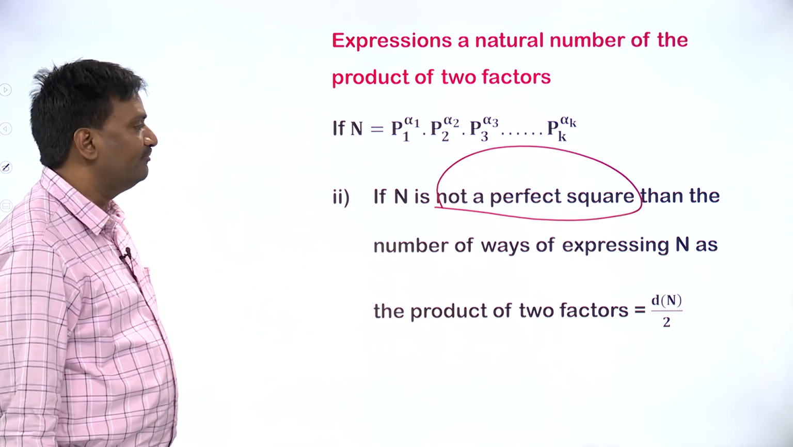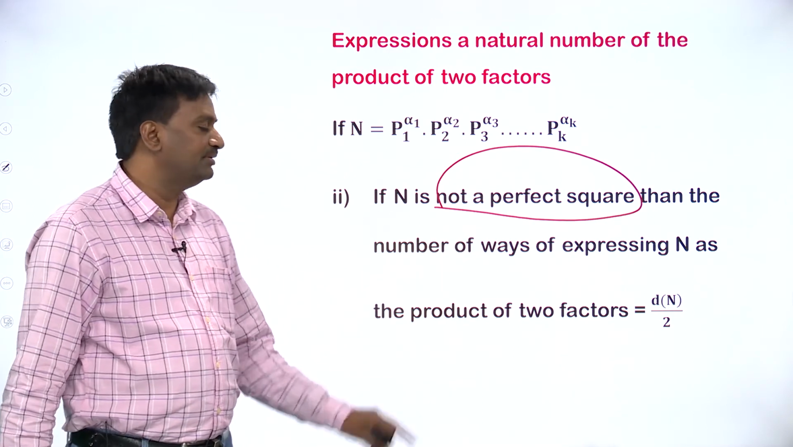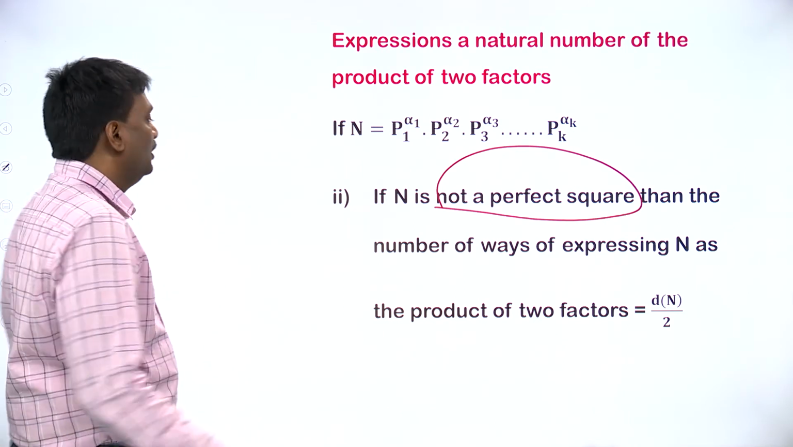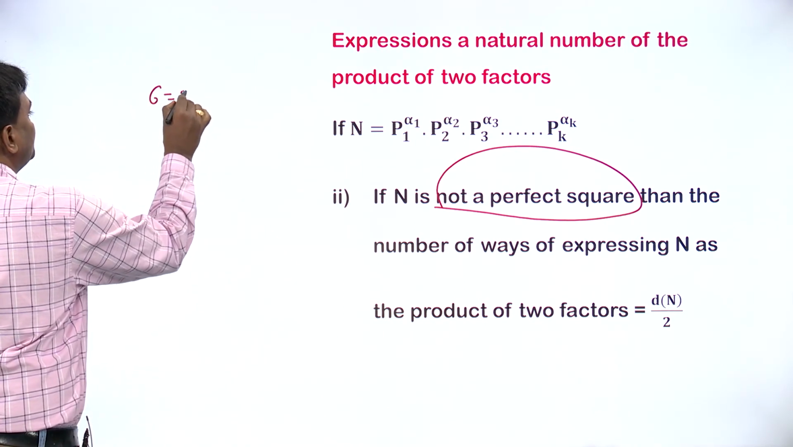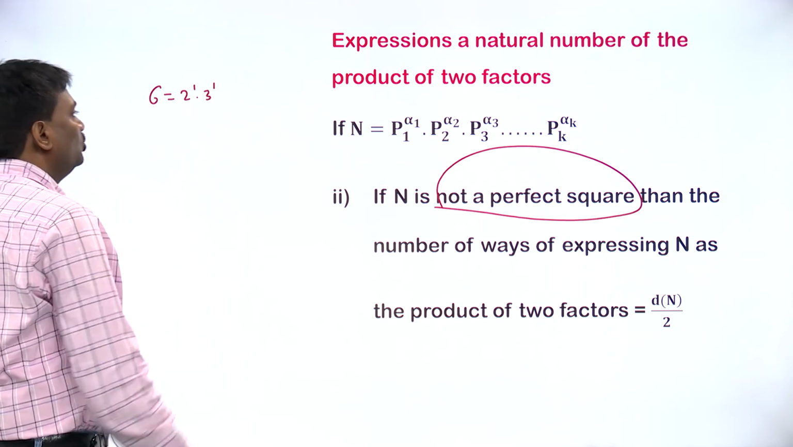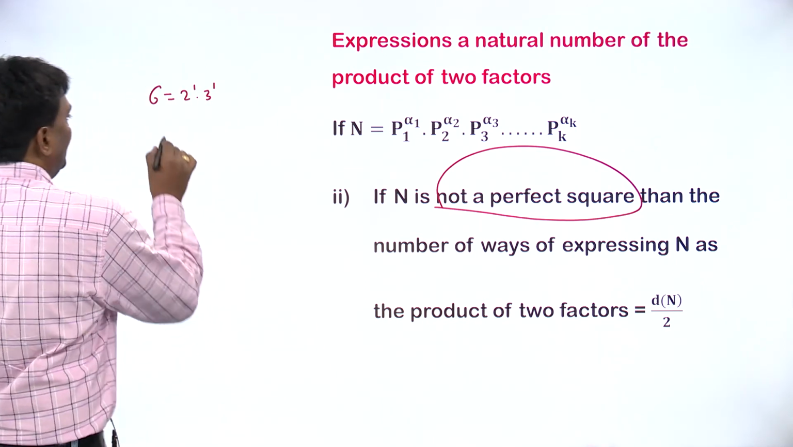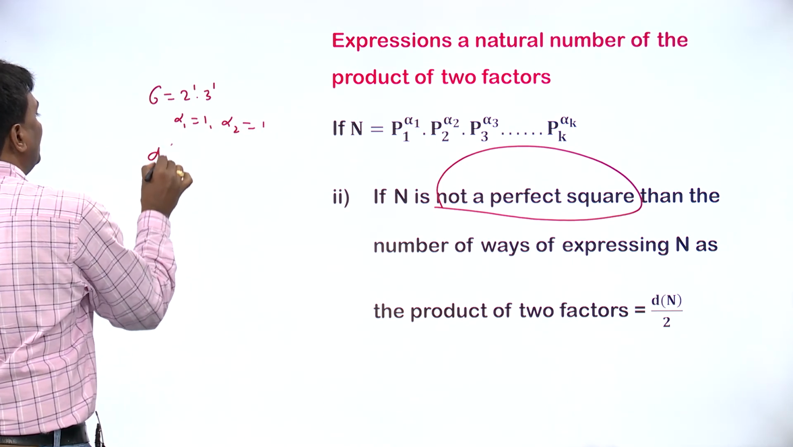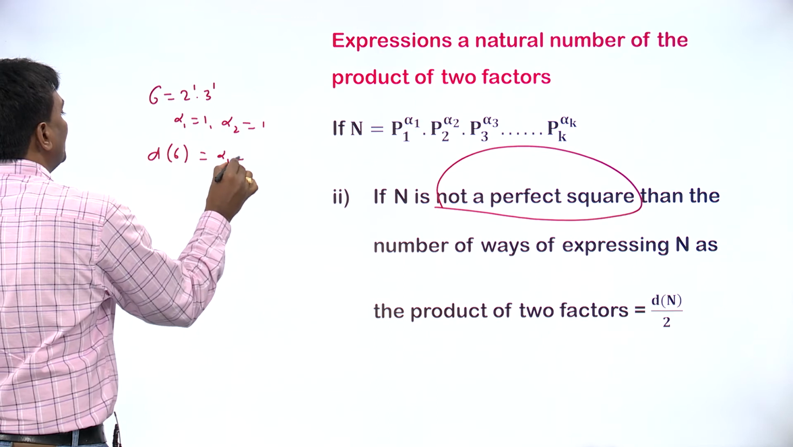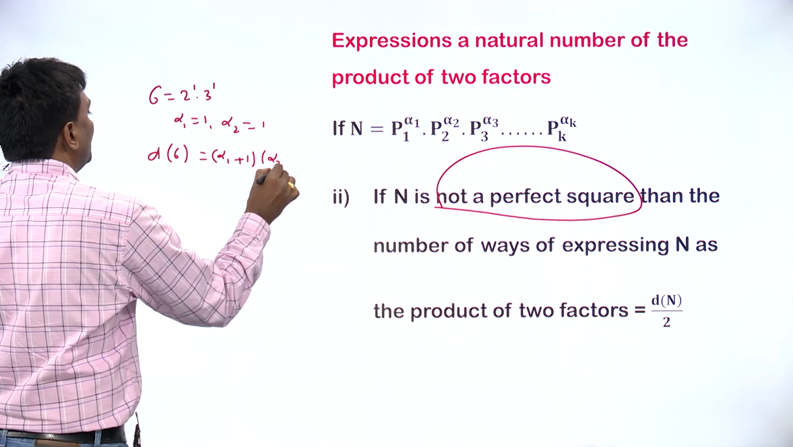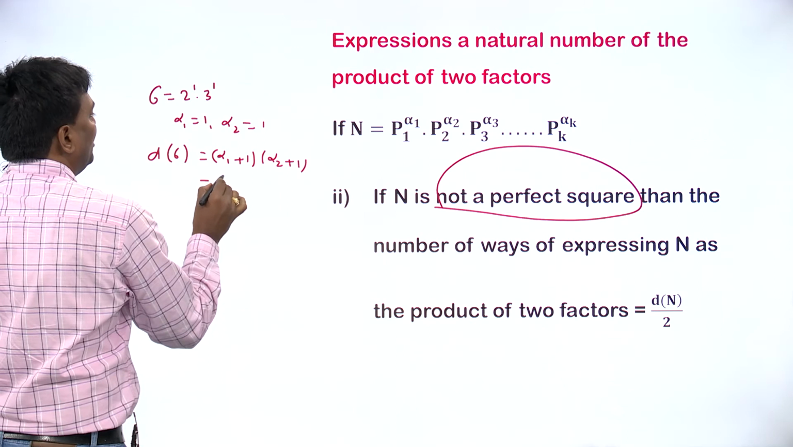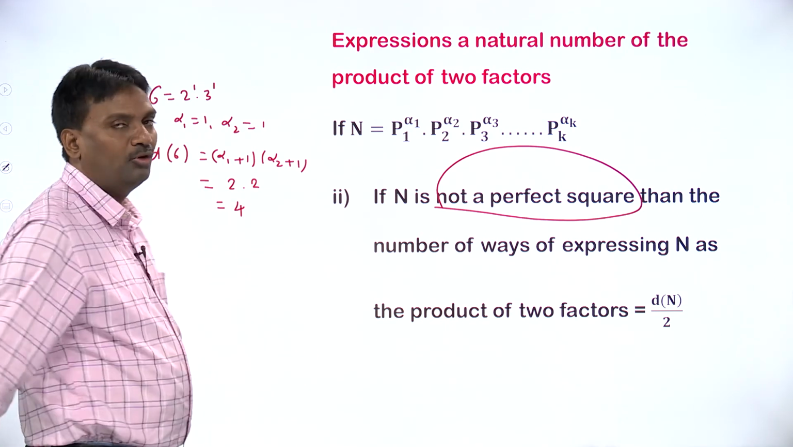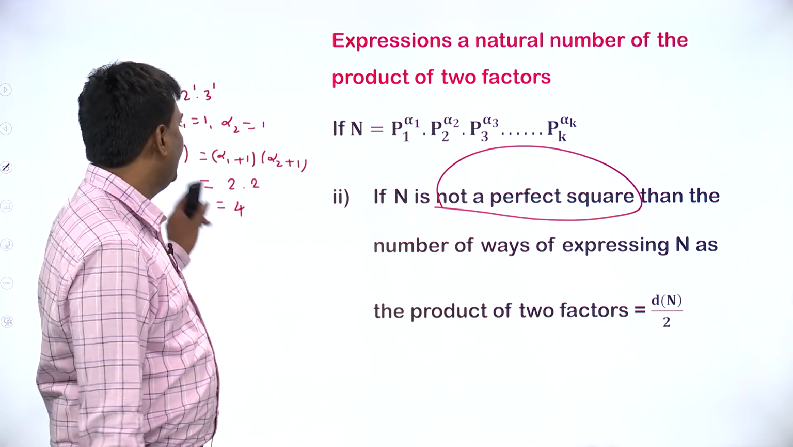If n is not a perfect square, then the number of ways of expressing n as the product of two factors is d of n by 2. For example, take 6. This 6 can be written as 2 power 1 into 3 power 1, where alpha 1 equal to 1, alpha 2 equal to 1. Now, d of 6 equal to alpha 1 plus 1 into alpha 2 plus 1, that is 1 plus 1 into 1 plus 1, which equals 4. So, d of 6 equal to 4.